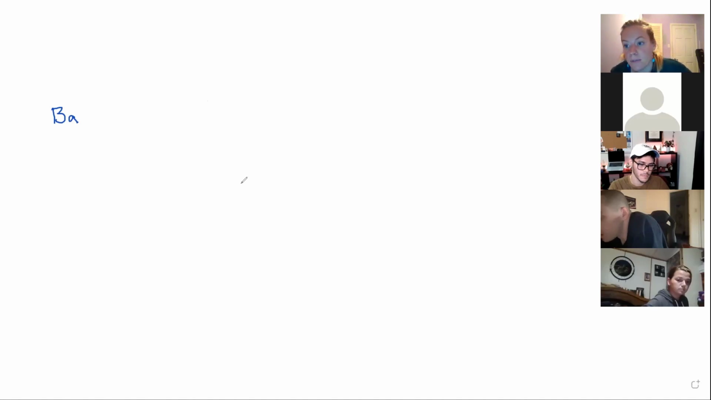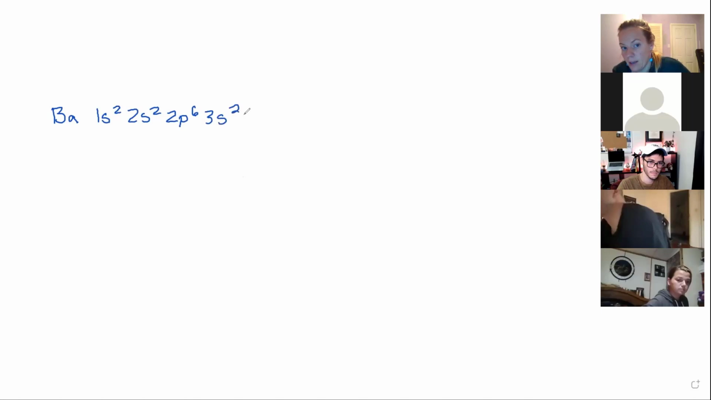Okay, so barium is number 56. Its location on the periodic chart is in the 6th row, 2nd column. So I have to go through quite a few things to get to it. I'll first fill the 1s completely, then the 2s completely. Then I bump into the 2p and I fill that completely. Then I fill the 3s completely, and the 3p completely. Once we get to the 3p, then we're in the 4th row. So we're right by potassium. I'm going to fill the 4s completely.